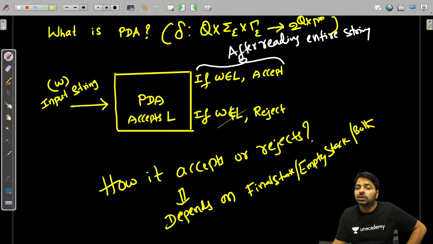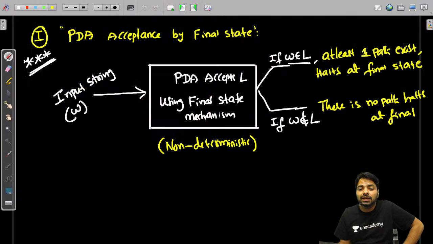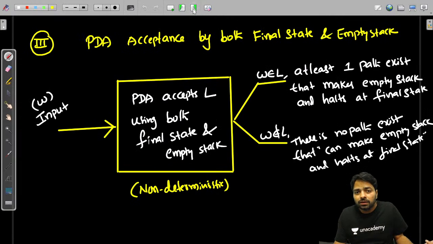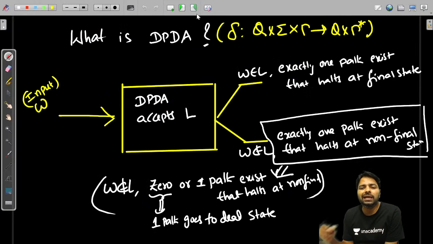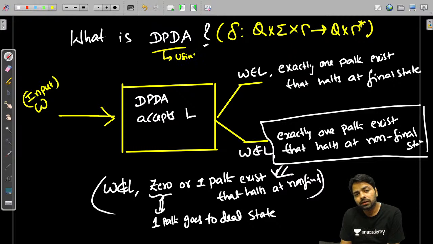Remember, this is the actual definition. What I am speaking about theoretically, all these definitions are defined by delta only. You will get that slowly. Now you have the DPDA definition, but this can be implemented using final state, or using both final state and empty stack.